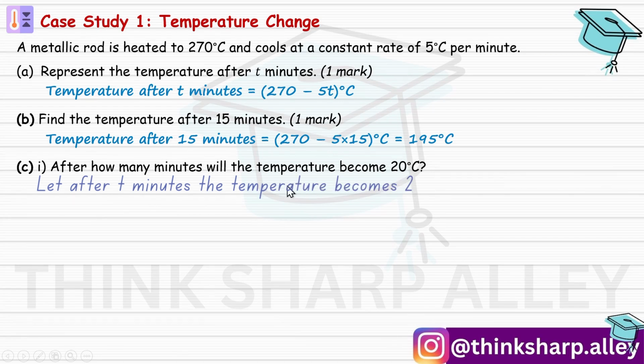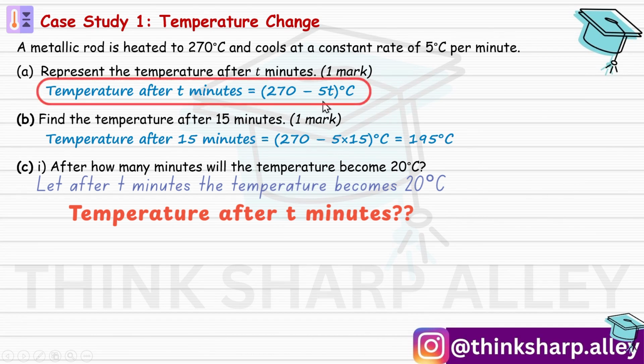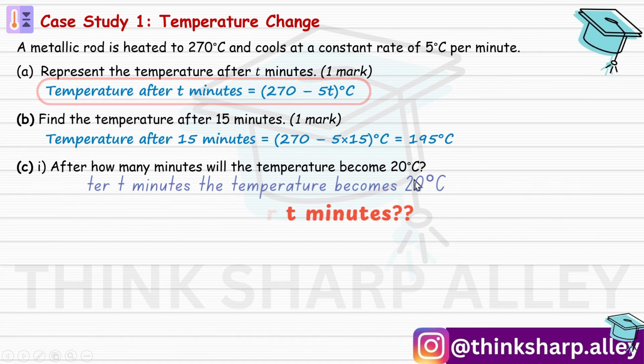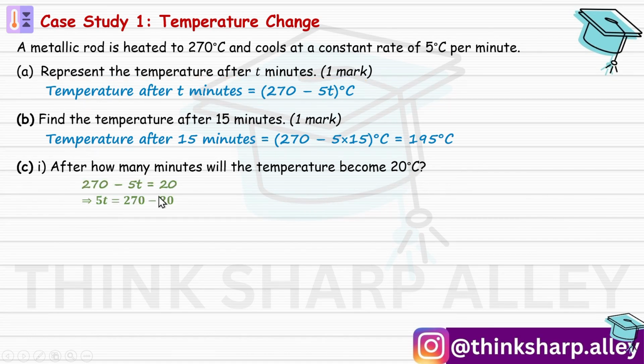Now, how do I get temperature after t minutes? That is what we have found out in part A. So, temperature after t minutes is this, which is equal to 20, right? So, from here we can find out the value of t, and that will give me after how many minutes temperature will become 20 degrees Celsius. Okay, just simple linear equation solving.